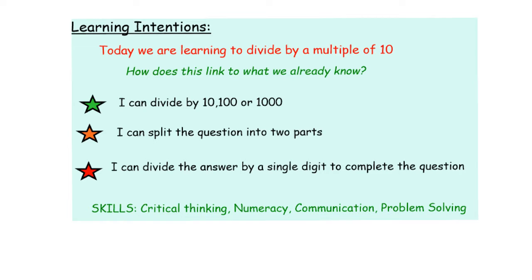Then we're going to look at dividing by something like 400 or 6000. To do that, you need to split the question into two parts, just like for multiplying. You divide by the 10, 100 or 1000 first, and then you divide by the single digit to complete the question.